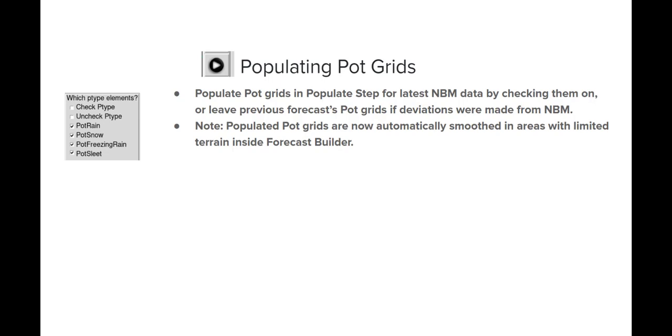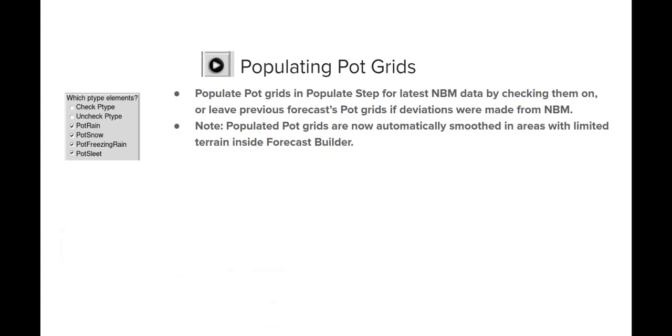If there were no major changes from the NBM, the forecaster may wish to leave the previous POT grids in the forecast. Note that populated POT grids are now automatically smoothed in areas with limited terrain by ForecastBuilder during the population step, so they may look different if you're looking at what's in ForecastBuilder versus what you see in GFE.